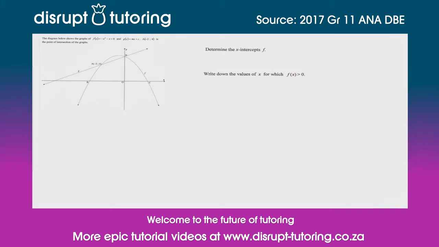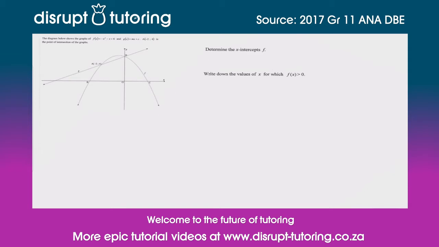Today we're going to deal with some functions, and with that in mind, let's dive straight in. So they've said to us the diagram below shows the graph of f of x equals minus x squared minus x plus 6, and g of x equals mx plus c. A is the point minus 2, 4, and that's the point of intersection between the two graphs.